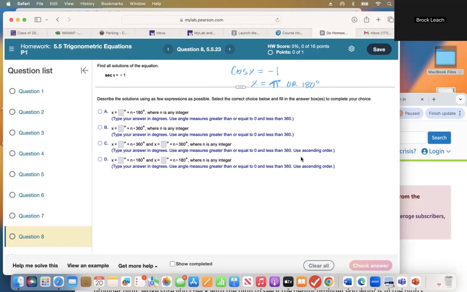It equals +1 at 0, and -1 at 180. Secant would be undefined where cosine is equal to 0. So you would have two places where it would be undefined, pi/2 and 3 pi/2.